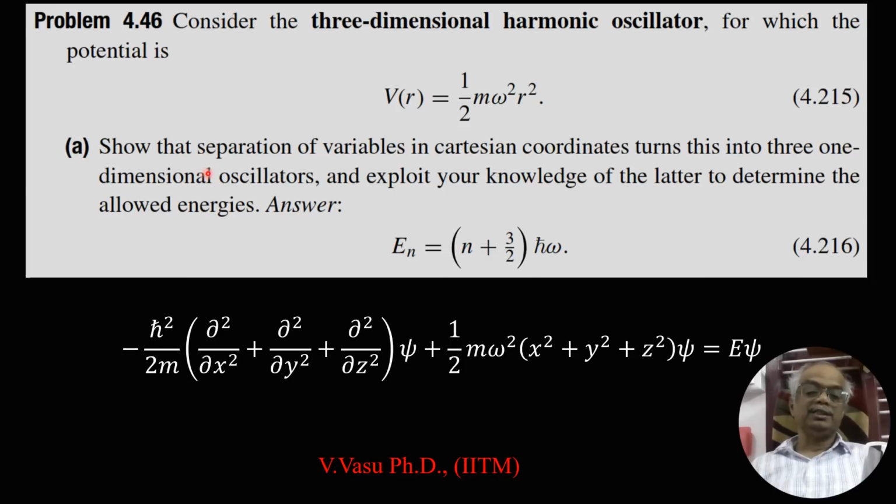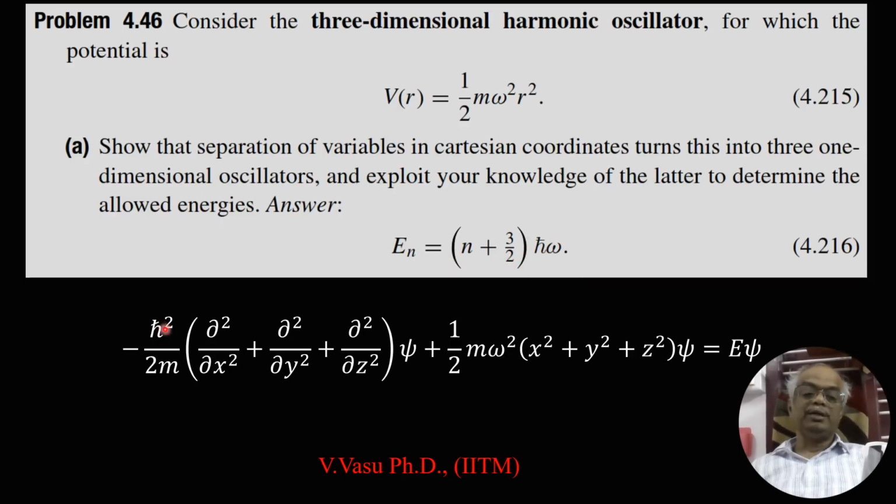Part A: show that the separation of variables in Cartesian coordinates turns this into three one-dimensional oscillators, and exploit your knowledge of the latter to determine the allowed energies. The answer is E_n = (n + 3/2) h cross omega.